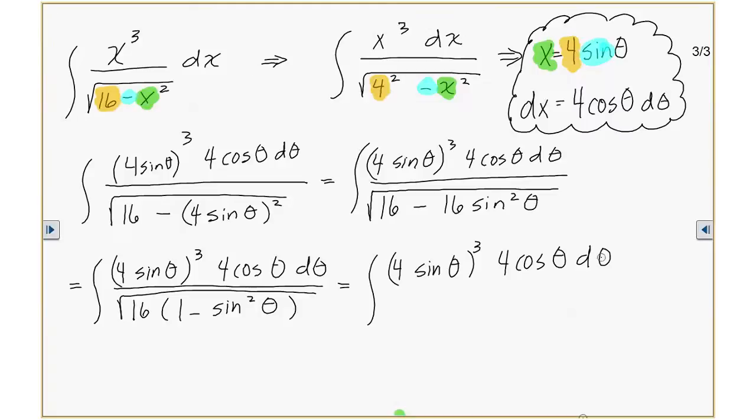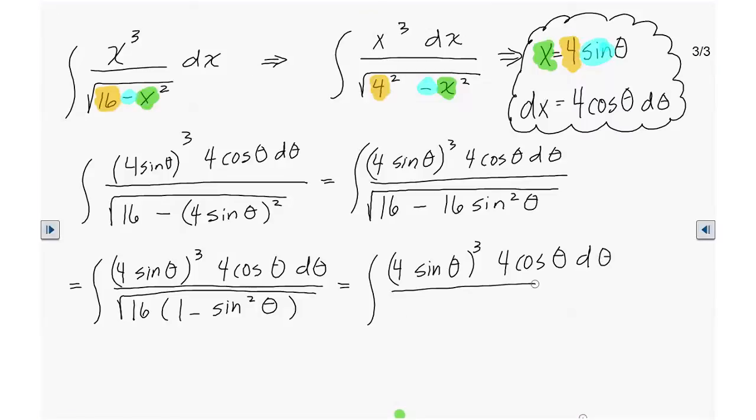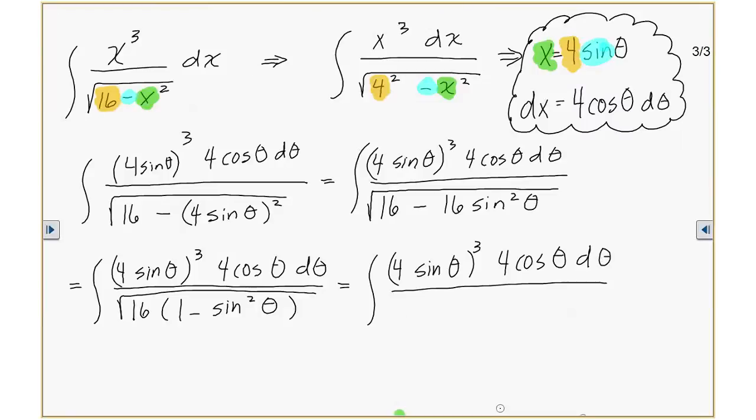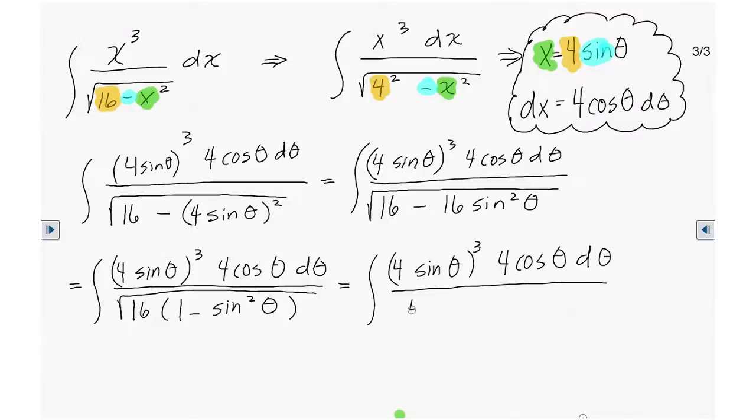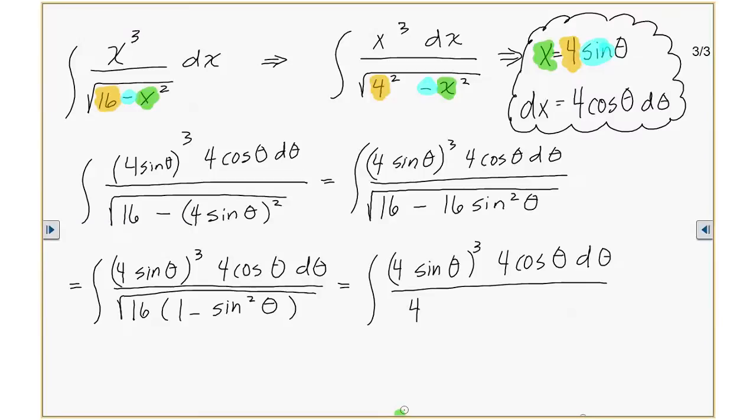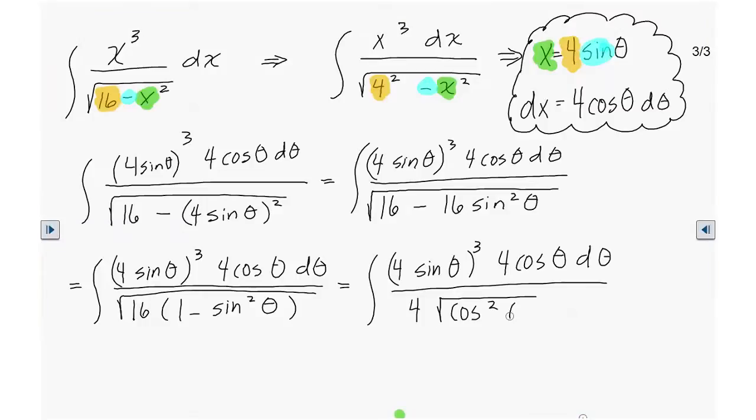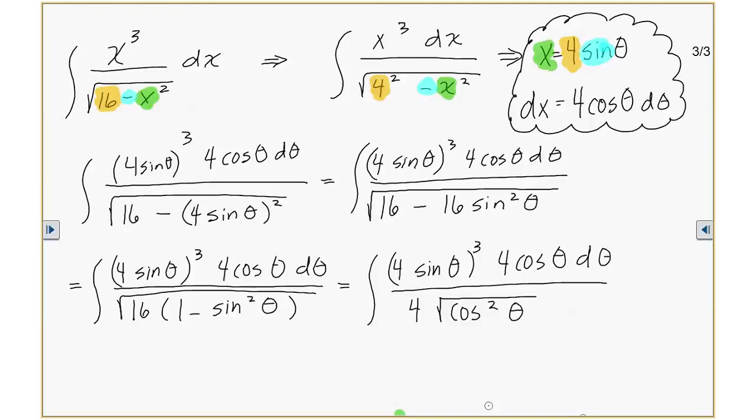And what's the square root of 16? And I'm going to go ahead and write the square root right here of cosine squared theta. And then the next step, you could take the square root of cosine, drop that off. And now we can focus on the numerator.